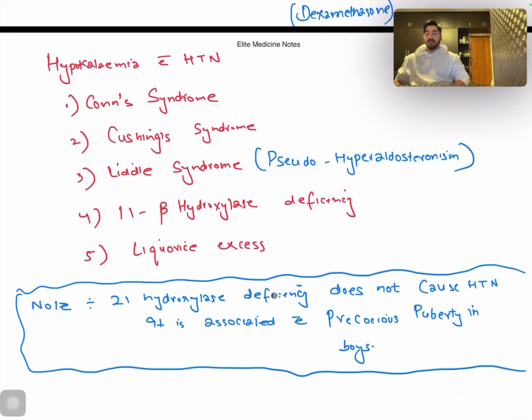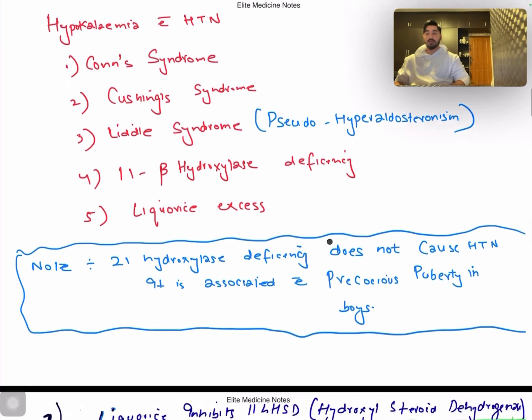Okay, but please remember, 21 hydroxylase deficiency does not cause hypertension. It is associated with precocious puberty in boys. And 11 beta hydroxylase deficiency is responsible for causing hypokalemia with hypertension. 21 hydroxylase deficiency does not cause hypertension, it causes precocious puberty in boys.